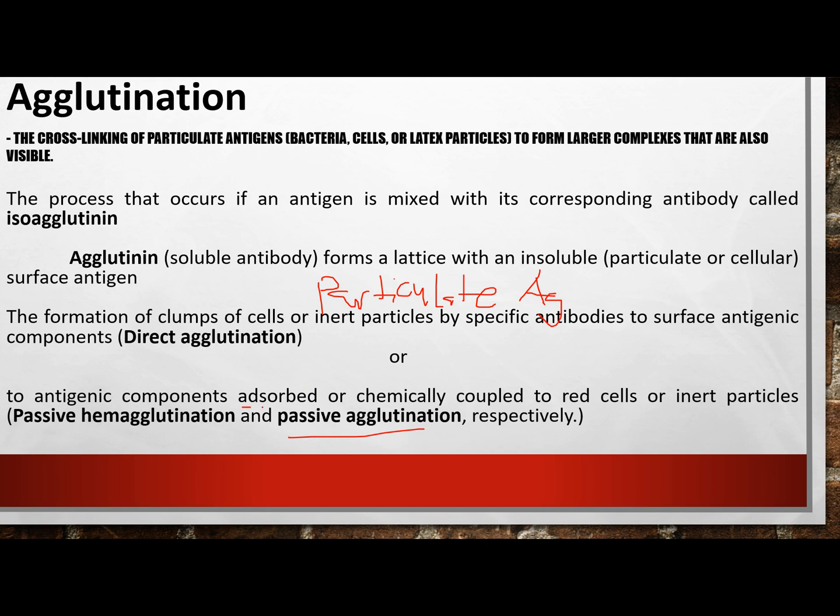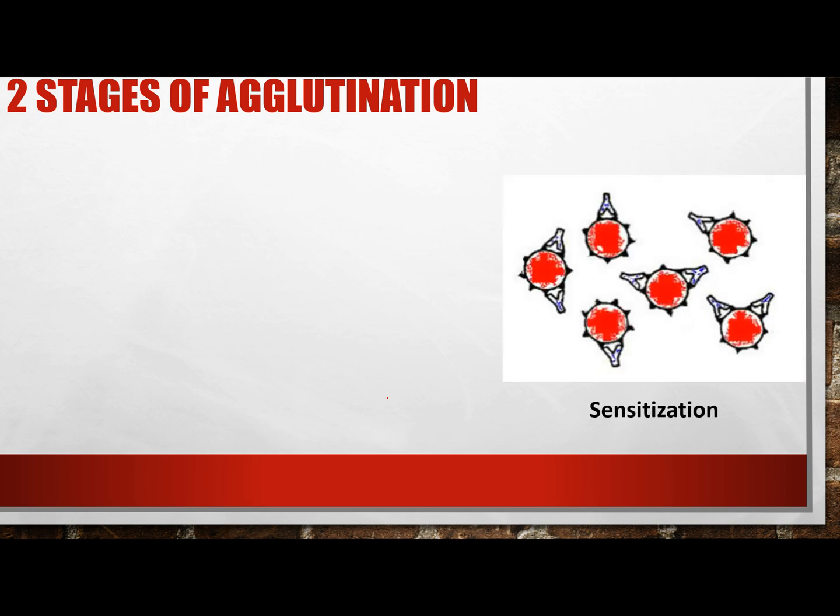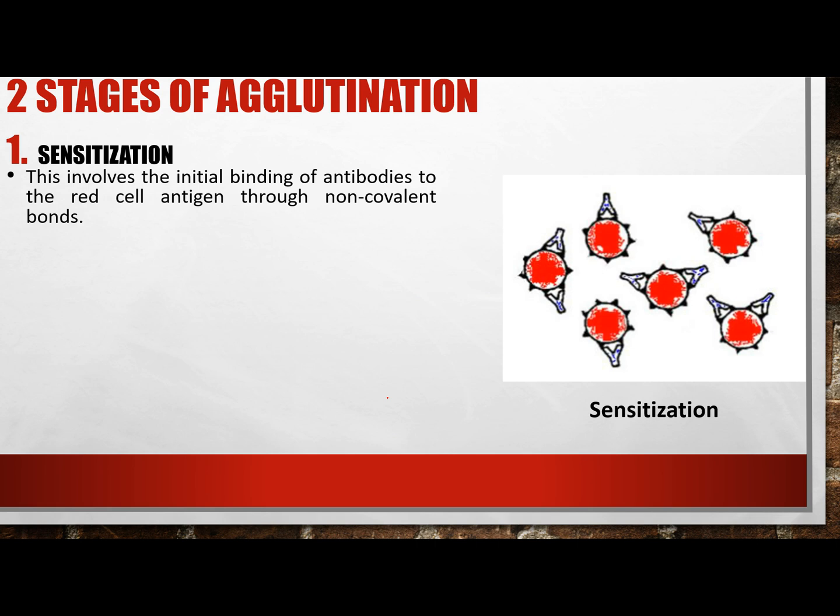So there is an absorption or an attachment, which later you will understand. Later you will understand the difference between a passive and a direct agglutination. But I just want you to know that there are two major types of agglutination, the direct and the passive. Now let's first understand the two stages of agglutination. The first stage, class, is known as sensitization. Sensitization involves the initial binding of antibodies to the red cell antigen through non-covalent bonds.